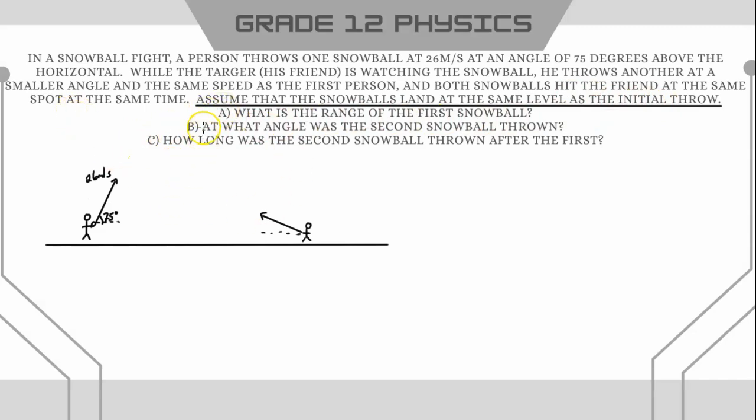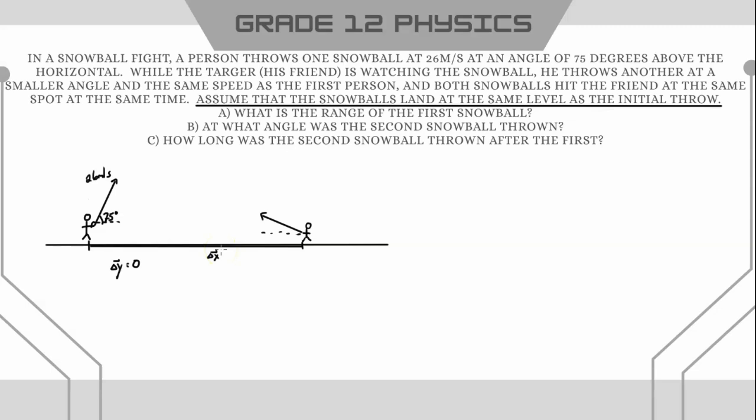So we have three parts to this question. Part A, what is the range of the first snowball? So we're just looking at this one here. Now because it's on level ground, our vertical displacement doesn't change, right? Because it lands at the same level as the initial throw. So in both cases, delta y is 0. What we want to know is the range. So how far away from here to here, which we'll call delta x. What's that range?